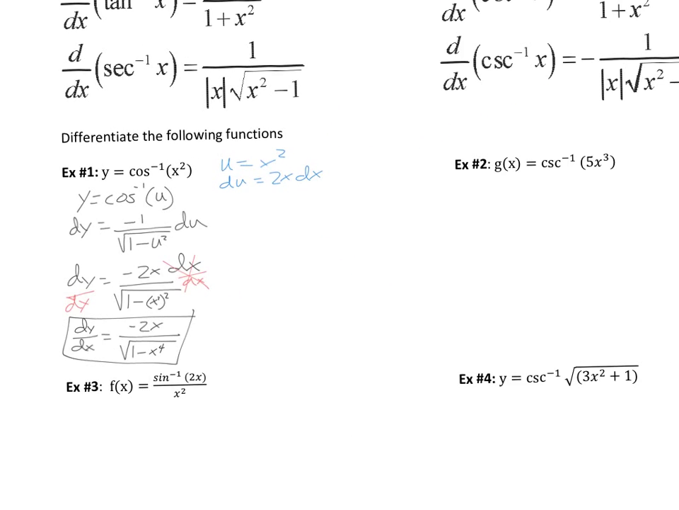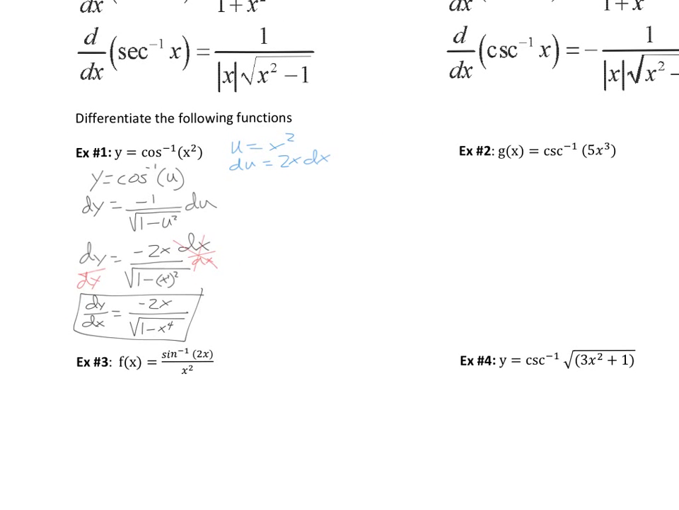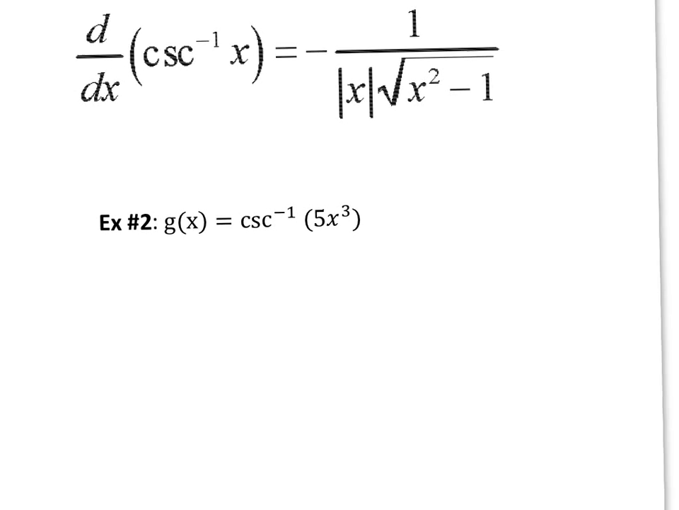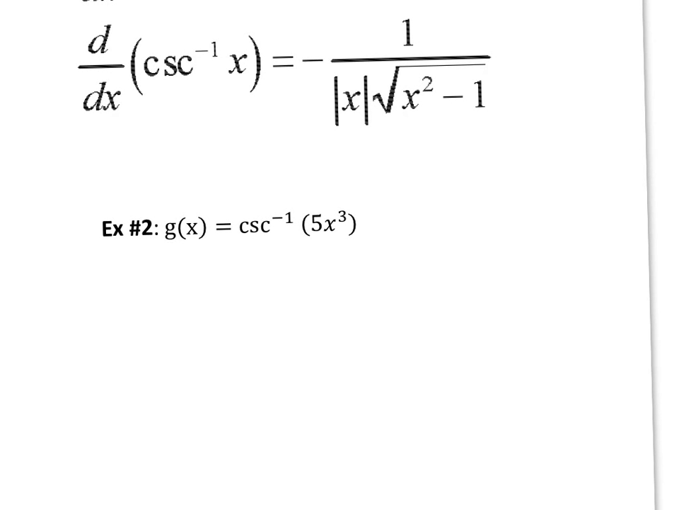Okay, so I would encourage you to just pause the video and try all of these if you can, and then come back and check, but I'm going to go ahead and start working through all of these. So now we have a function that says the arc cosecant of 5x cubed. Well, it's going to be chain rule again. So again, let u equal 5x cubed. Therefore, if I was to differentiate this implicitly, it would be 15x squared dx.